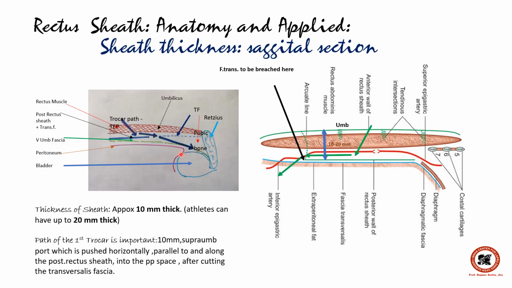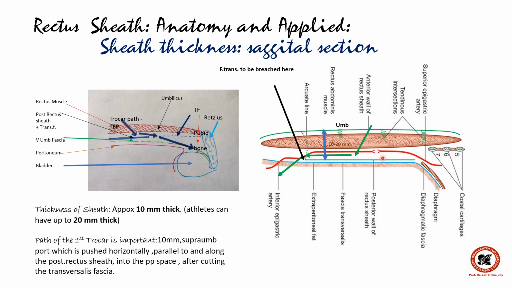Now, the thickness also makes a difference. The usual thickness is about 10 millimeters, and in manual workers or athletes, it can go right up to 20 millimeters. This is important in the sense that when you take this port and go obliquely, you enter up to the posterior rectus sheath, then you have to take a transverse course until you reach the arcuate line. As soon as you reach the arcuate line, you have to transect both layer number 1 and layer number 2, the transversalis fascia, before you can enter into the preperitoneal space. So the thickness is very thin in a lean and thin person.